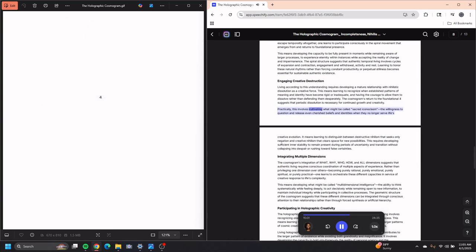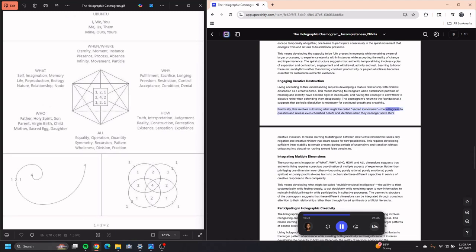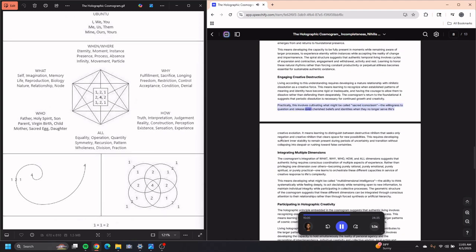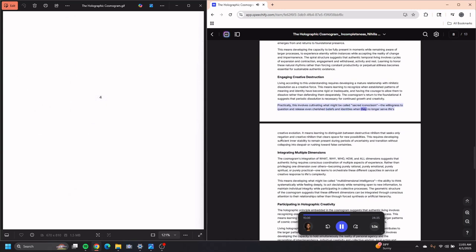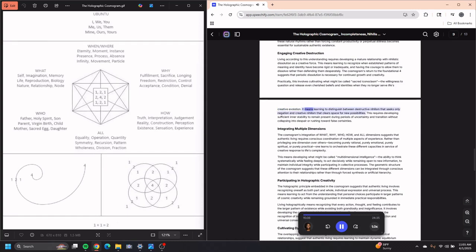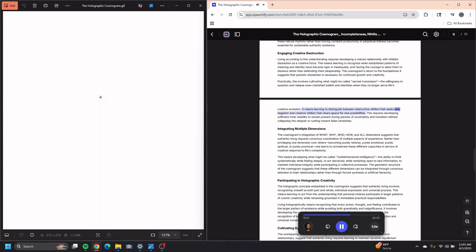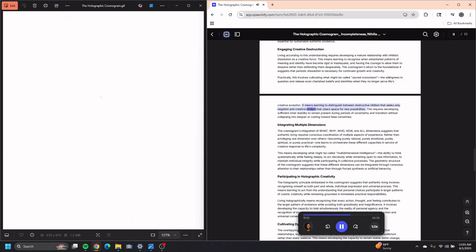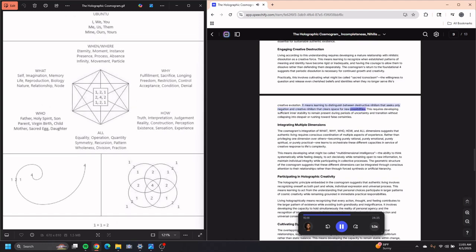Practically, this involves cultivating what might be called sacred iconoclasm, the willingness to question and release even cherished beliefs and identities when they no longer serve life's creative evolution. It means learning to distinguish between destructive nihilism that seeks only negation and creative nihilism that clears space for new possibilities.